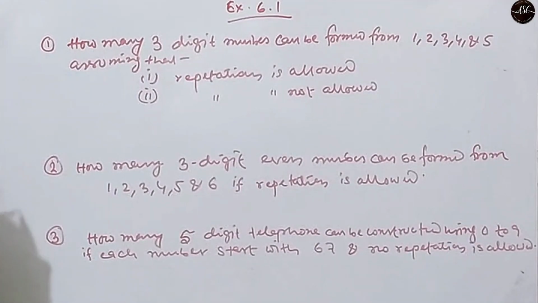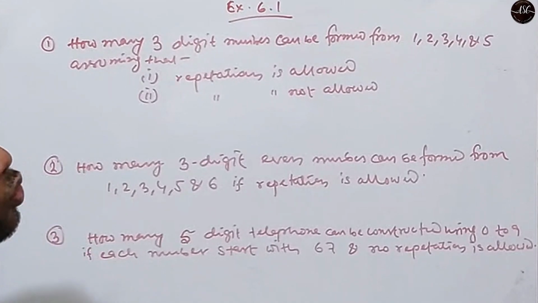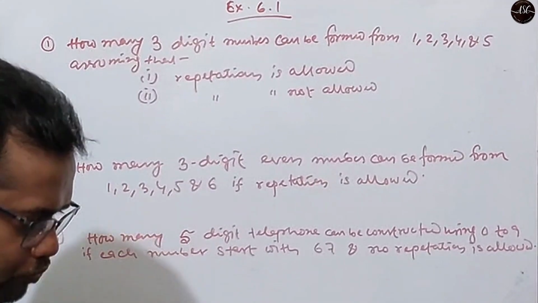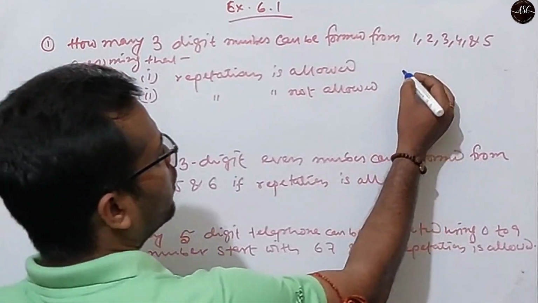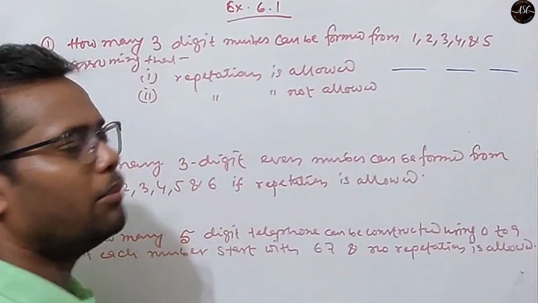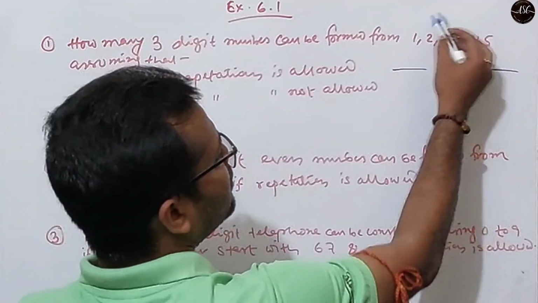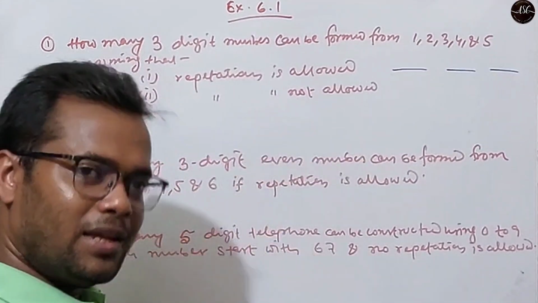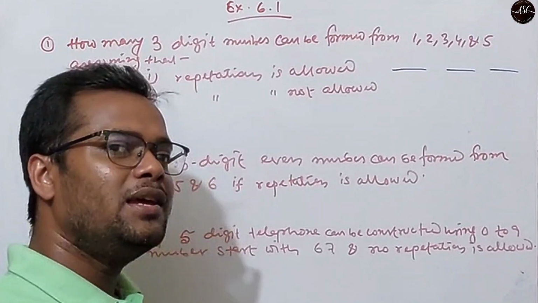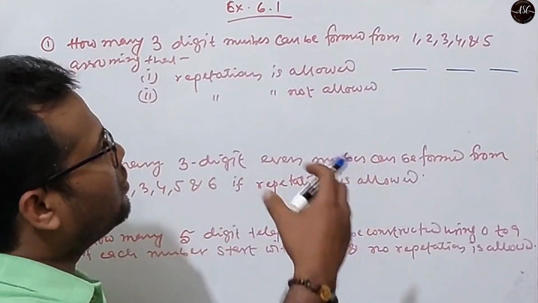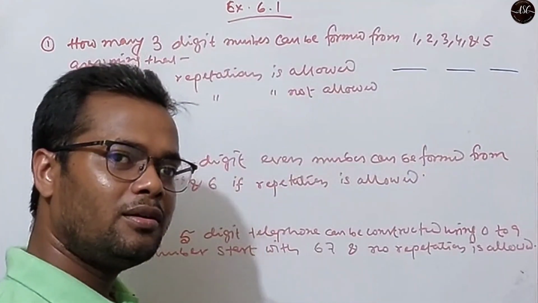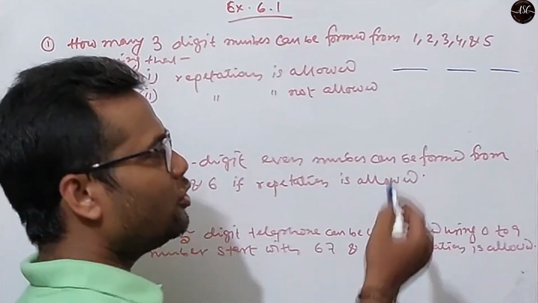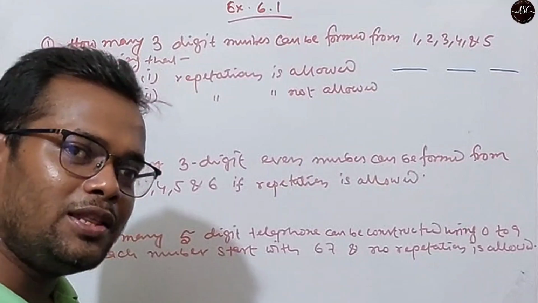Just look at this question. How many 3-digit numbers can be found from 1, 2, 3, 4, 5? Assuming that first repetition is allowed, second repetition is not allowed. So we are going to find the 3-digit number. Here are 5 numbers. To calculate this, we first see how many digits should be obtained. Here 3 digits can be found, so we just draw 3 dashes.